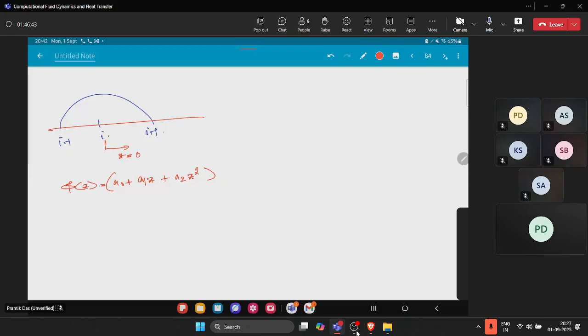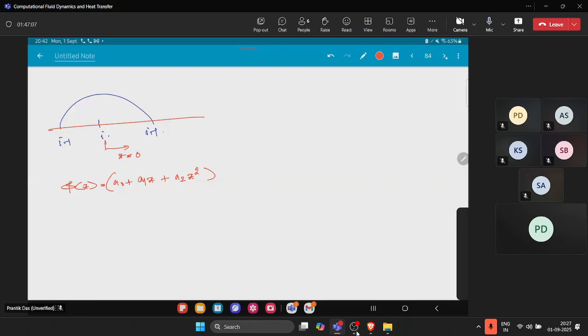So therefore, set x equal to 0. So phi x is basically what? Phi I. x equal to delta x. Phi x is basically what? Phi I plus 1. At x equal to minus delta x, phi x is what? Phi I minus 1. Okay. So is it clear to all of you?